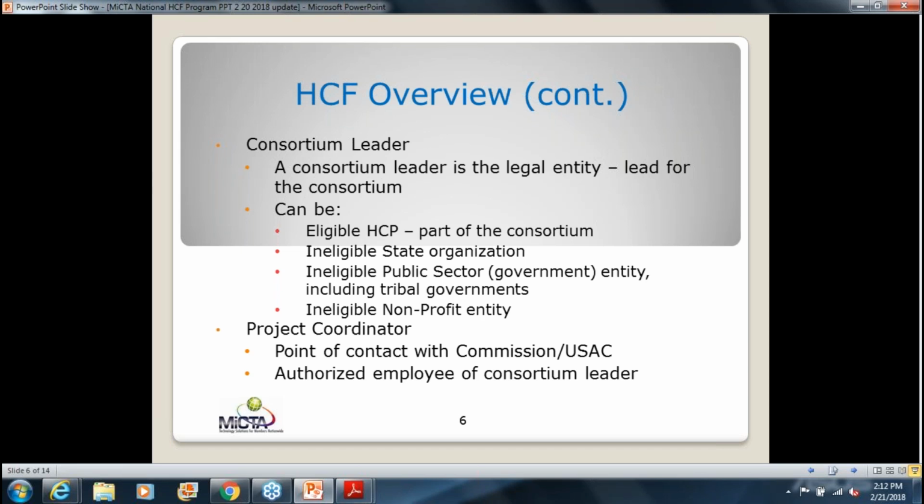Now the project coordinator, the real hands-on person, if you would, is the point of contact for the commission and USAC, the FCC and USAC under this program. And they're an authorized employee of the consortium leader.